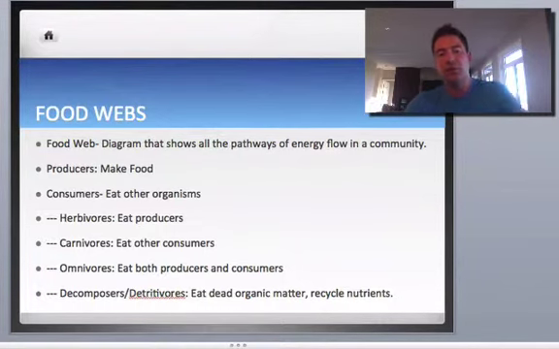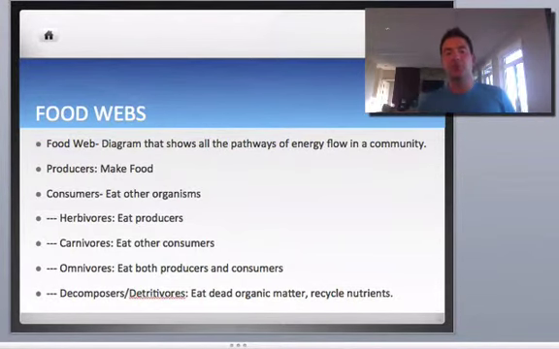So basically a food web is a diagram that shows the energy pathway, or the flow of energy, in a community. The first thing we need to talk about are producers, and producers are what make the food. They take the sun's energy, store it, and supply the food for all the consumers.